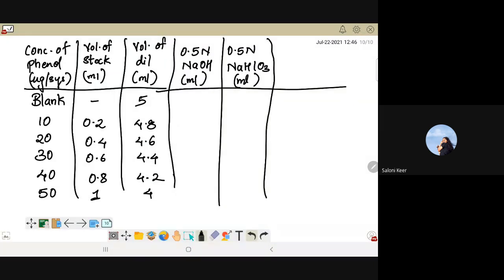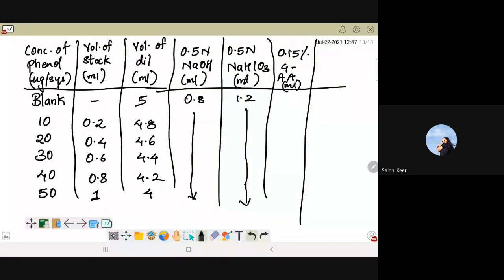Okay, so you are going to add 0.8 ml of NaOH to all the tubes, and 1.2 ml of NaHCO3 to all the tubes. So the total alkali addition is 2 ml: 0.8 of NaOH and 1.2 of NaHCO3. Okay, this is going to make it alkaline. After this, you are going to add 0.15% of 4-amino antipyrine.